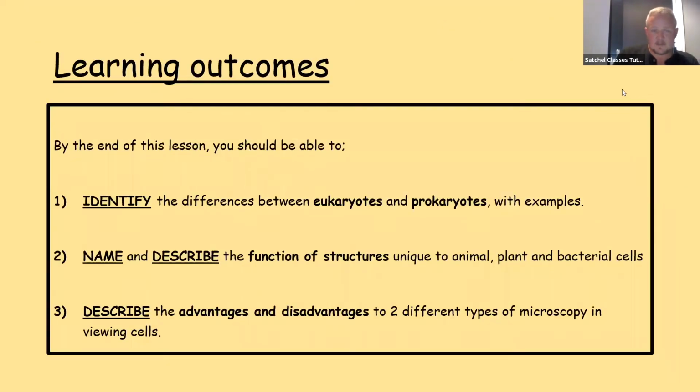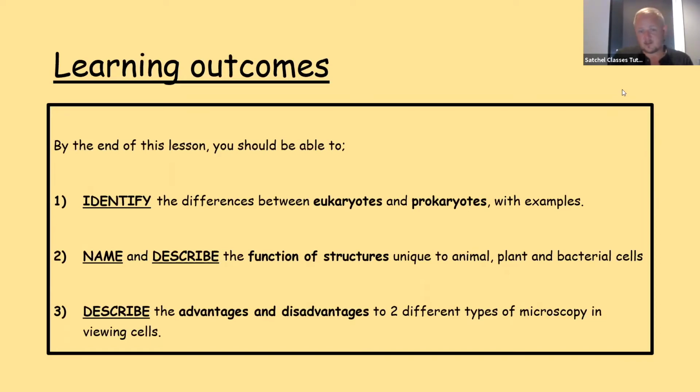So that helps name and describe the function of structures unique to animal, plant, and bacterial cells. And that's something that at GCSE, if you're asked, it is pretty much just a case of learn it, because if you can recall that and put it down, you know you're on a winner. You've got some easy marks there.